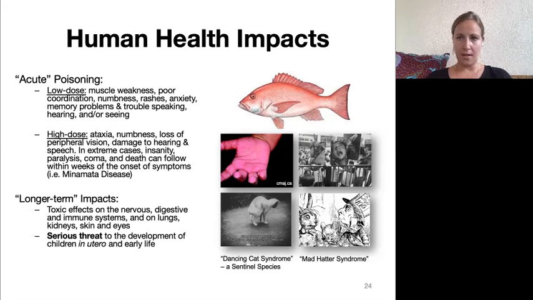We also saw the longer term impacts from the case of the First Nations group in Canada, with toxic effects transgenerationally on nervous systems, digestive systems, kidneys, eyes, and lungs. And there's a serious threat, the major risk to the development of children in utero, as mercury can pass to the developing child, as well as early in life.